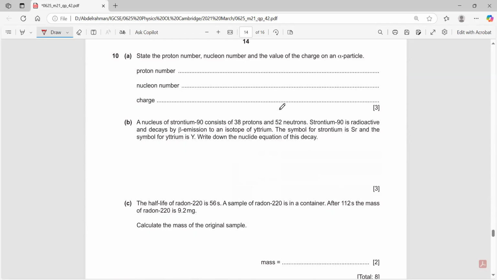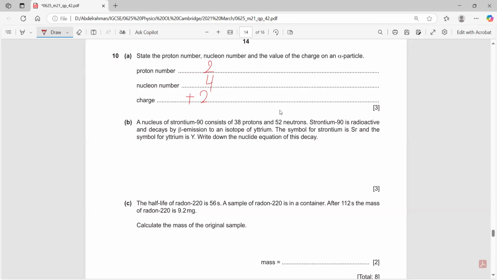Question 10. State the proton number, nucleon number, and the value of the charge on an alpha particle. On an alpha particle, proton number is 2, nucleon number is 4, charge is positive 2. That's it. Yes, 3 very easy marks.